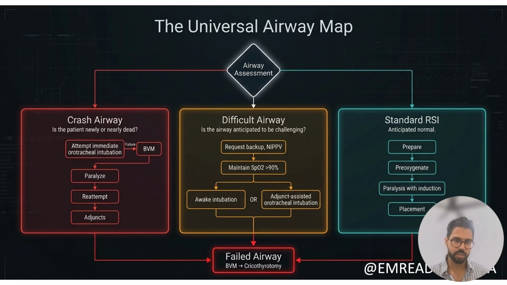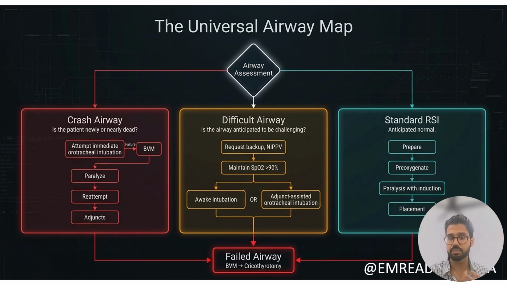There's three different categories. We can think of this conceptually. There's a crash airway, a difficult airway, and standard rapid sequence intubation. Now, if we start from the most severe, the crash airway, what is the definition? The patient here is either nearly dead or is newly dead. So first and foremost, because the reflexes are usually not intact, we can attempt immediate orotracheal intubation without any sedatives, without any analgesia.